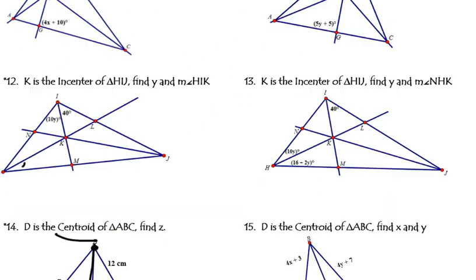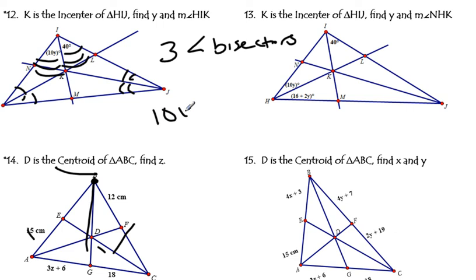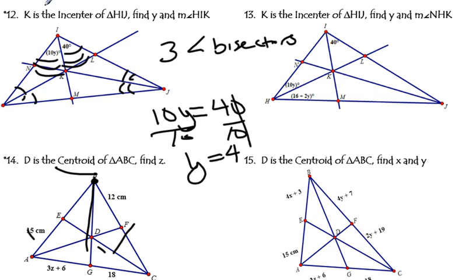says that K is the incenter. An incenter is 3 angle bisectors in a triangle. So that means that this angle has been bisected, this angle has been bisected, this angle has been bisected. That means that these two angles are congruent. So 10y is equal to 40. Divide by 10, y is equal to 4. Plug it back in just to make sure. 10 times 4 is 40.